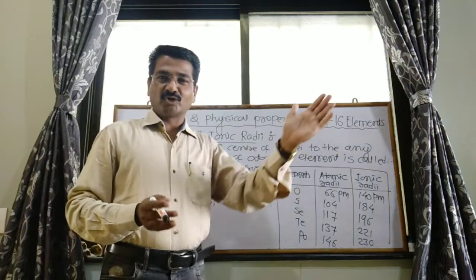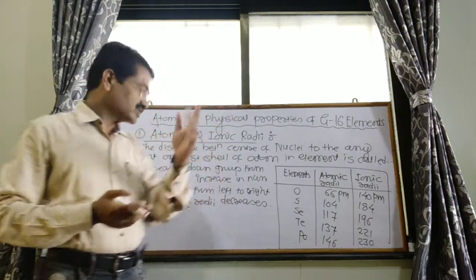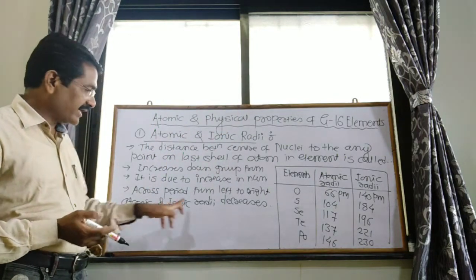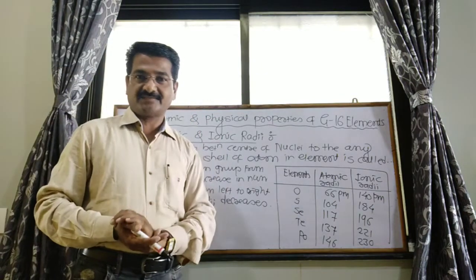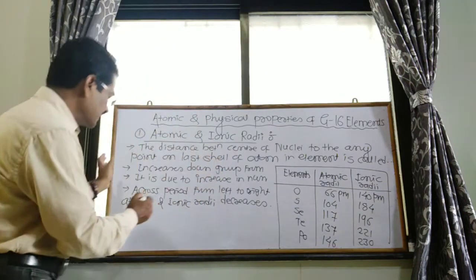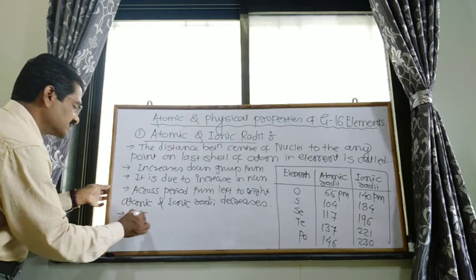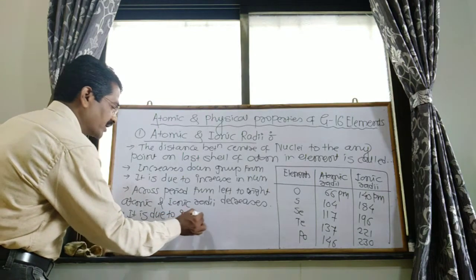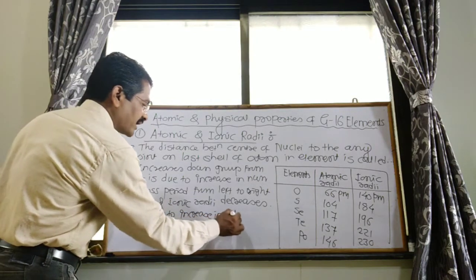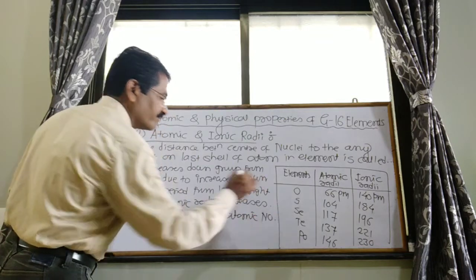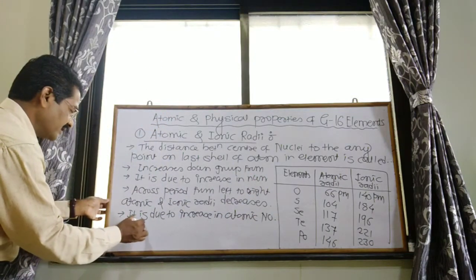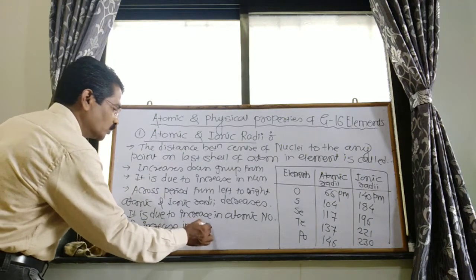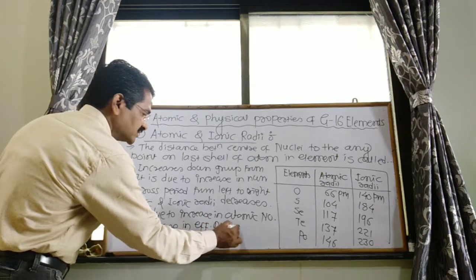So what is explained? Along the periods, whenever we go from left to right across the periods, atomic and ionic radii decrease. Why does it decrease? It is due to increase in atomic number, and increase in nuclear charge, increase in effective nuclear charge.